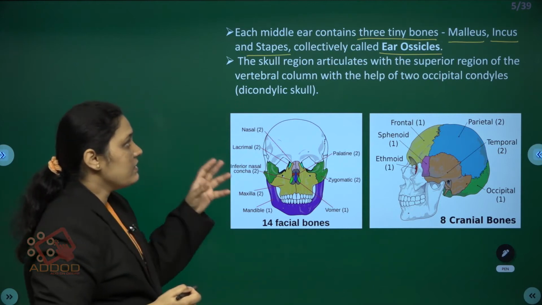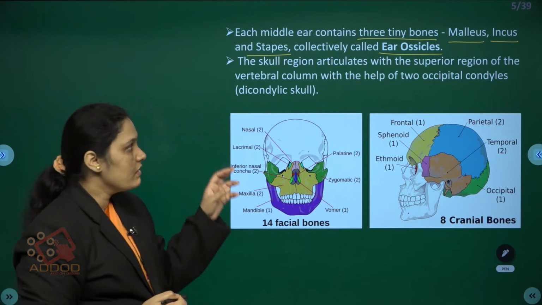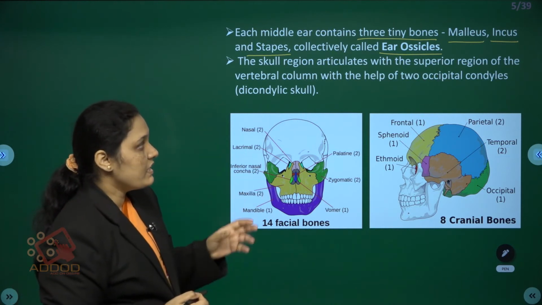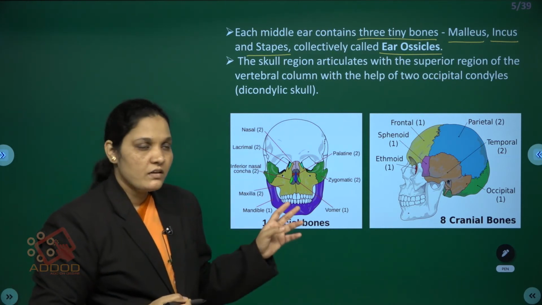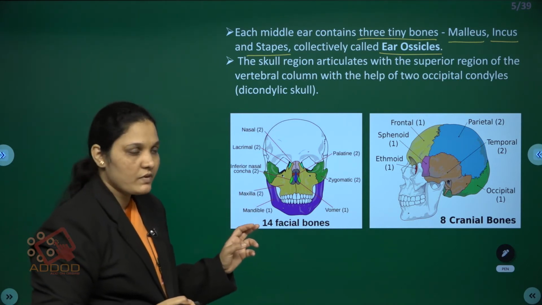The skull region articulates with the superior region of the vertebral column with the help of two occipital condyles, or dicondylic skull.